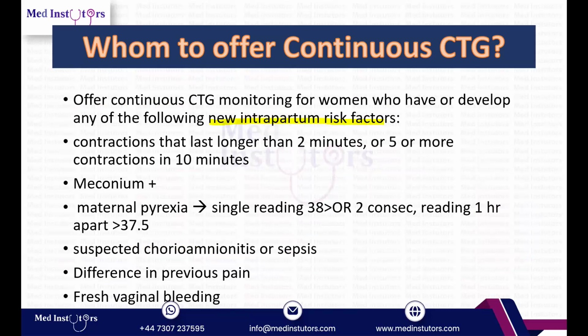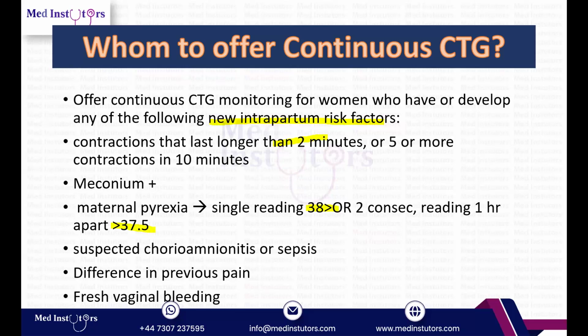First is contractions that last longer than 2 minutes or frequent contractions, that is 5 or more contractions in 10 minutes. If there is meconium, maternal pyrexia of greater than 38 degrees Celsius on one occasion or more than 37.5 degrees on two occasions taken 1 hour apart. Okay, so 38 is one and 37.5 is one. Suspected chorioamnionitis or maternal sepsis.